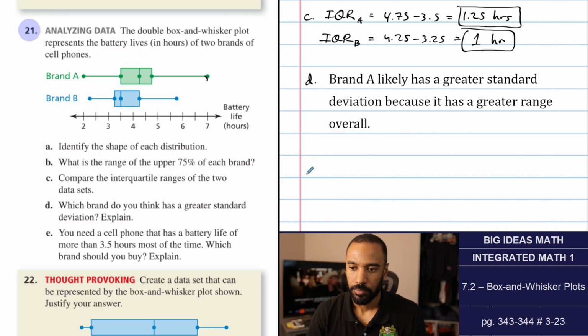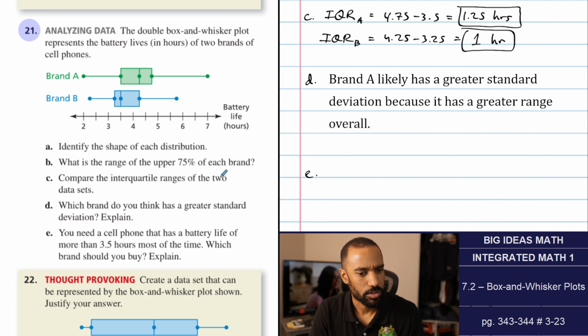Part E, you need a cell phone that has a battery life of more than 3.5 hours most of the time. Oh, this is the same battery. This is the same phone. Sometimes it does 2, sometimes it does 7. I guess is how they're saying it. Which brand should you buy? Explain.